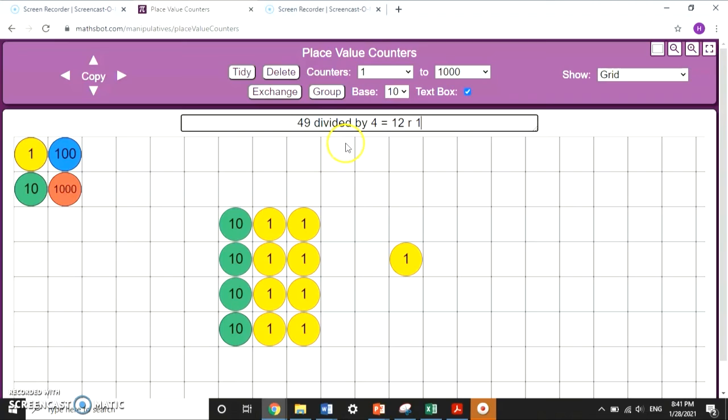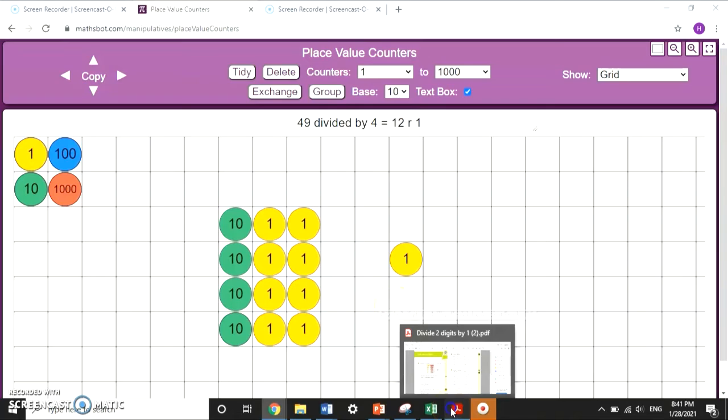And that might be something you recognise if you know that 12 times 4 is 48. Then you'll know odd numbers aren't in the 4 times table, so there's going to be something left over. So I've got 1 remaining, 1 that does not go into a group.